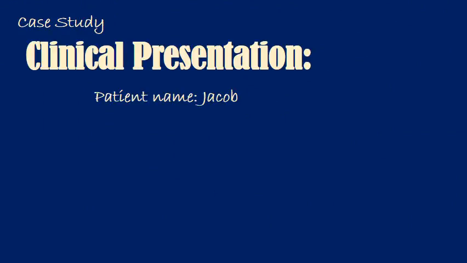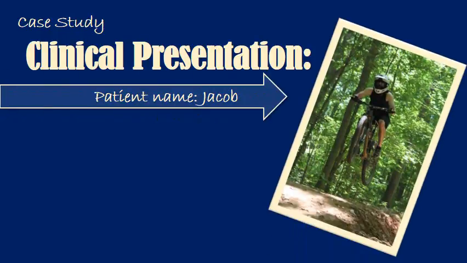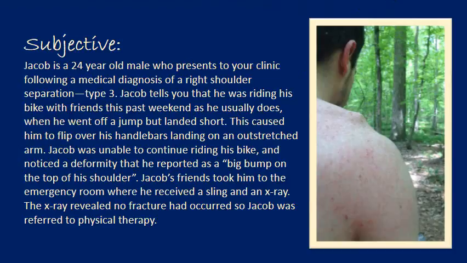The following is a case study example of a patient with an AC joint pathology. Jacob is a 24-year-old male who presents to your clinic following a medical diagnosis of a right shoulder separation, type 3. Jacob tells you that he was riding his bike with friends this past weekend, as he usually does, when he went off a jump and landed short. This caused him to flip over his handlebars, landing on an outstretched arm.